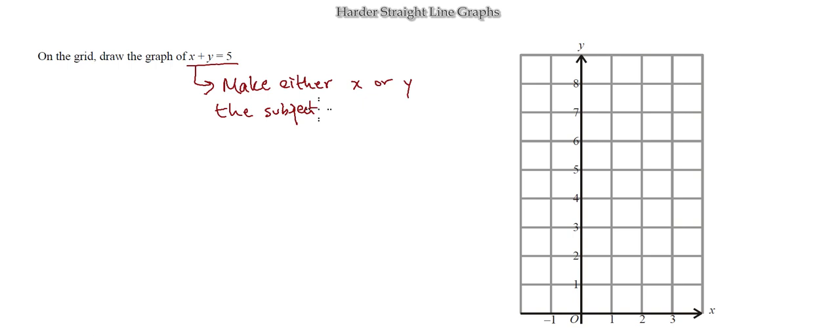Now you can do either one, it doesn't really matter. So let's just make y the subject, because that's what we normally have been doing. So when y is the subject, x will go to the other side. X is positive, goes to the other side, becomes a negative. So my equation of the line will become y equals 5 take away x. So that's the equation that we are looking at. So that's the first thing.